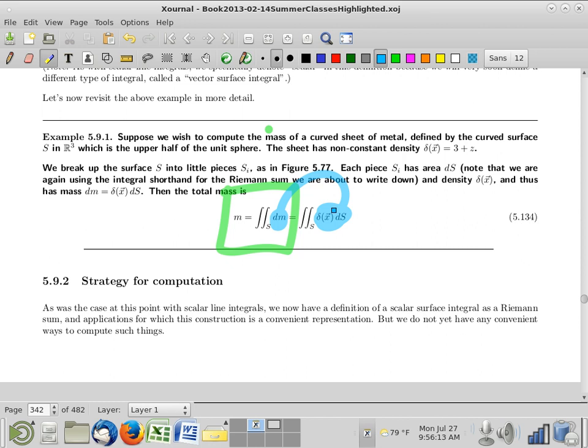Okay, let me pause on that for a second. Does anyone have any questions? I think I see the analogy between this and scalar line integrals that we just finished talking about. It's, again, very, very similar. The strategy for computation is very different, but the Riemann sum construction is not that different.